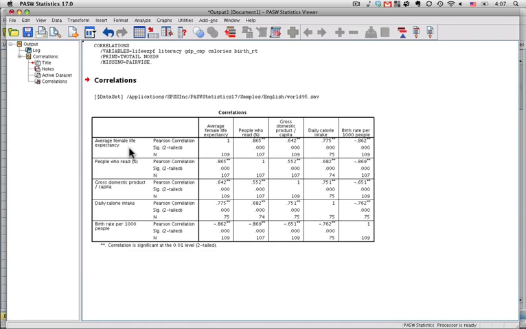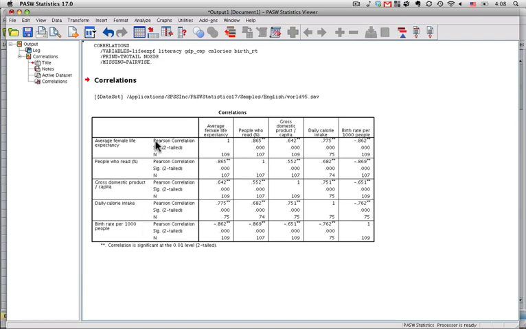Okay, what I have here are five variables. I'm going to use this one, average female life expectancy, as my outcome. And then I'm going to use these, the literacy rate, the GDP, the daily caloric intake, and the birth rate, as predictor variables of female life expectancy.